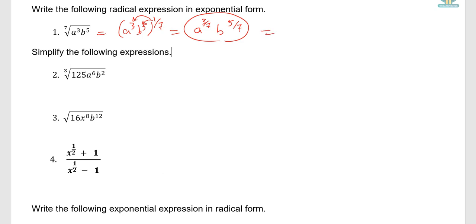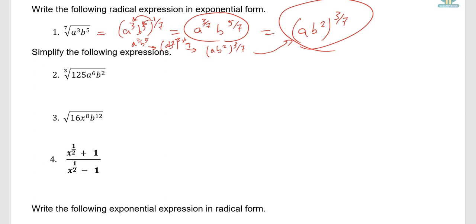We could have also said a b squared to the 3/7 power. Because a cubed b to the 5th is the same as a b squared all to the 3rd. So a b squared all to the 3rd times 1/7, when we convert the radical, becomes a b squared to the 3/7, which is what we have here. This is another way to express the solution.